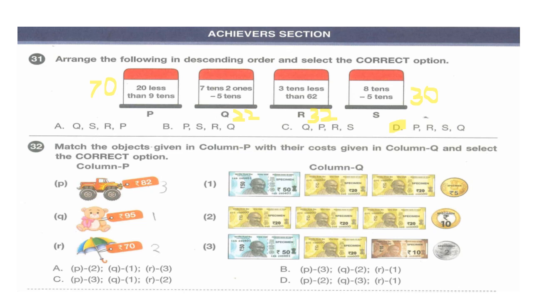R. 3 tenths less than 62. So 3 tenths means 30. 62 minus 30, what is 62 minus 30?